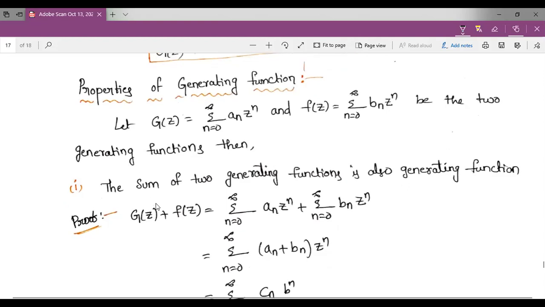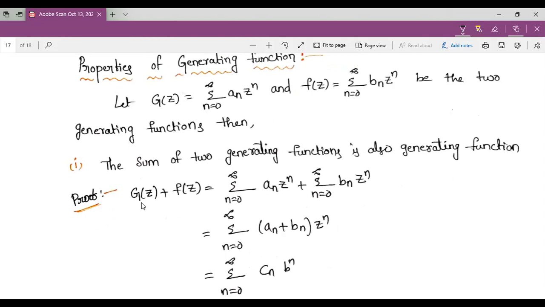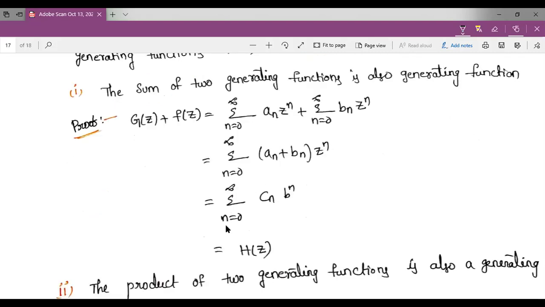So let g of z plus f of z. So g of z plus f of z is equal to summation n is equal to 0 to infinity a n z power n plus summation n is equal to 0 to infinity b n z power n. Here, summation n is equal to 0 to infinity, a n plus b n into z power n. So this a n plus b n will give another value c n. So this is of the form of a generating function, summation n is equal to 0 to infinity c n z power n. So let it be h of z. So the sum of two generating functions is also a generating function.